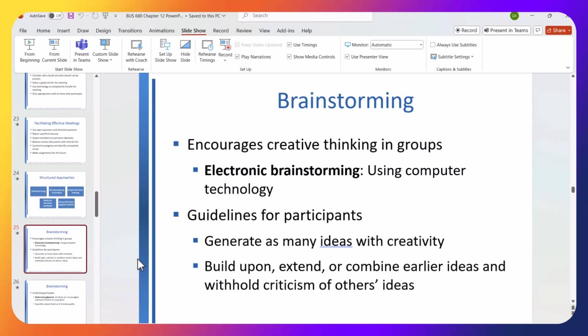Brainstorming encourages creative thinking in groups. Electronic brainstorming uses computer technology. Guidelines for participants: generate as many ideas as possible with creativity, build upon, extend, and combine early ideas, and withhold criticism of other ideas. So when you're brainstorming, you're trying to do something in a positive manner. You're trying to move forward. You're not there to complain about things. You're there to figure out how to resolve things.